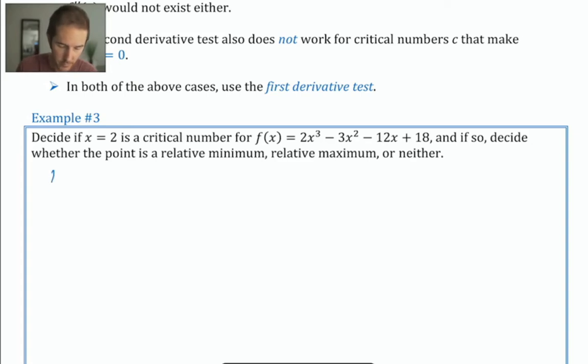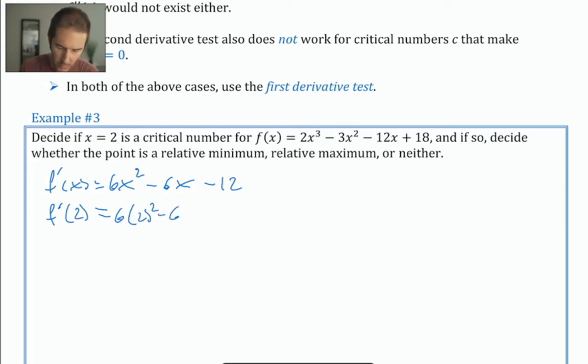Let's take the first derivative. F prime of x equals 6x squared minus 6x minus 12. We could set this equal to 0 and solve, or we could just evaluate f prime of 2. Not f double prime, just f prime of the actual number 2. Equals 6 times 2 squared minus 6 times 2 minus 12. That's equal to 4 6s minus 2 6s minus another 2 6s equals 0.